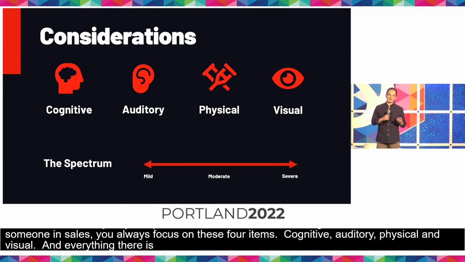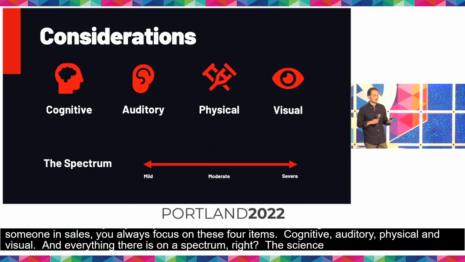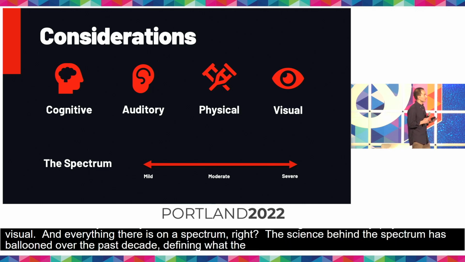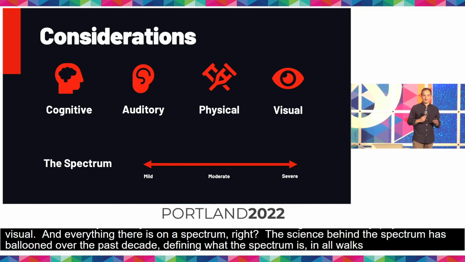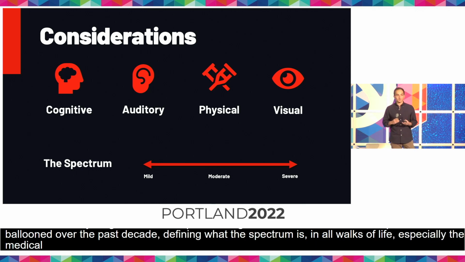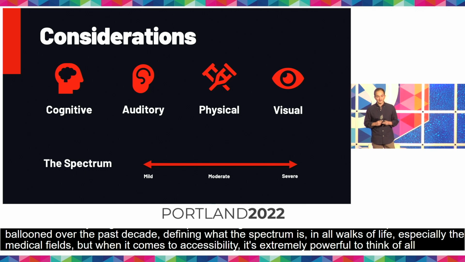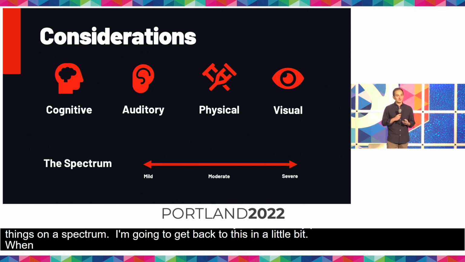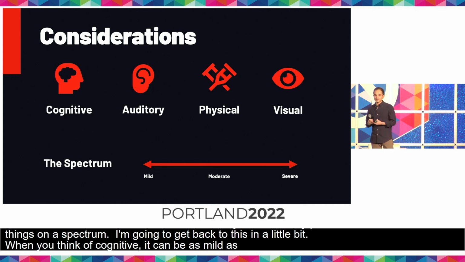Cognitive, and everything there is on a spectrum, right? The science behind the spectrum has ballooned over the past decade of defining what the spectrum is in all shapes and walks of life, especially in the medical field. But when it comes to accessibility, it's extremely powerful to think of all these things as a spectrum. Again, I'm going to get back to this in a little bit. When you think of cognitive, it can be as mild as something like ADD or ADHD to something a little bit more debilitating, like PTSD or dementia or Alzheimer's.